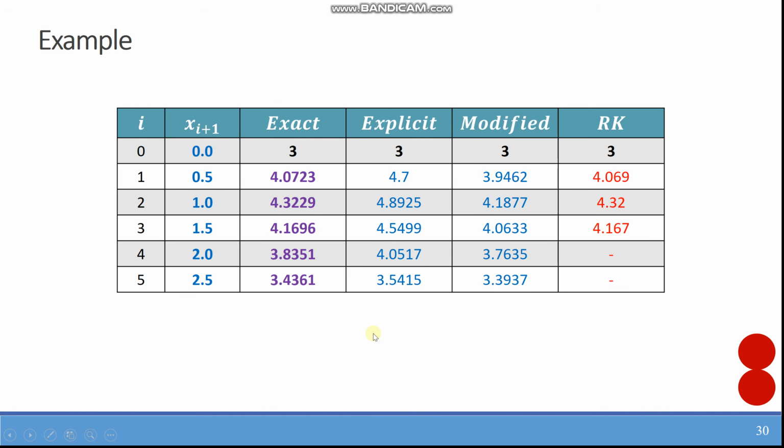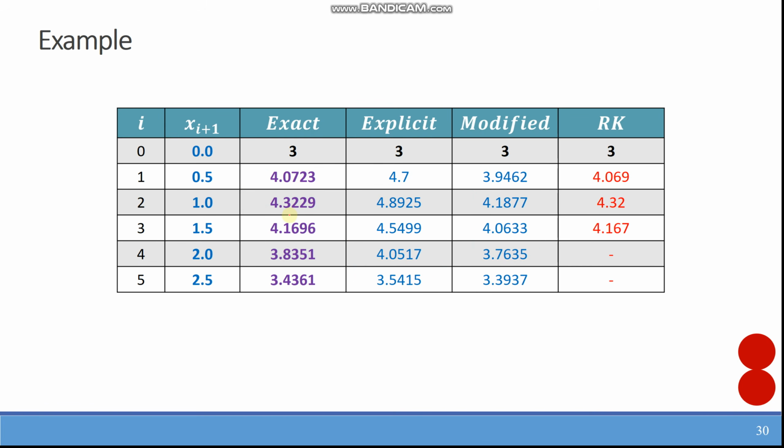So right now we are going to compare the values calculated in the exact, explicit, modified, and the Runge-Kutta method. You know that there is a big error in the explicit, the modified is much smaller, and if we compare the fourth order Runge-Kutta with the exact, they are very close. If we round off up to here, this will become 4.07. And this one, 4.32. Round off up to there, that is 4.32. They are almost equal, virtually equal. And if we round off this to 4.70, this is as well 4.17 if I round off to that part.